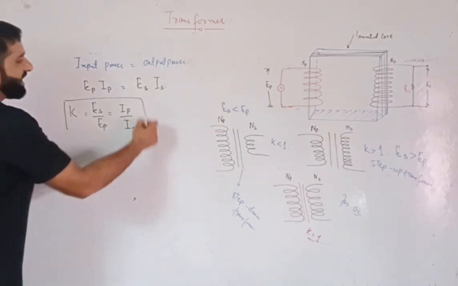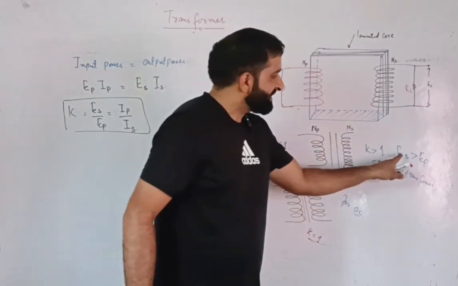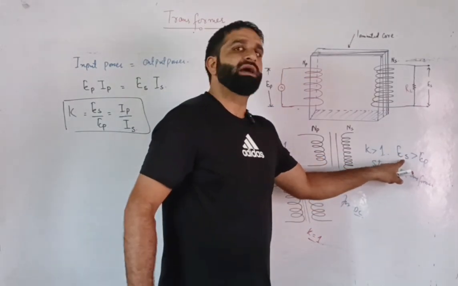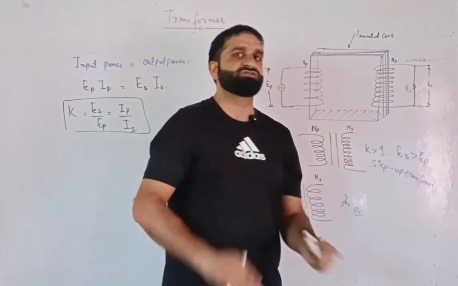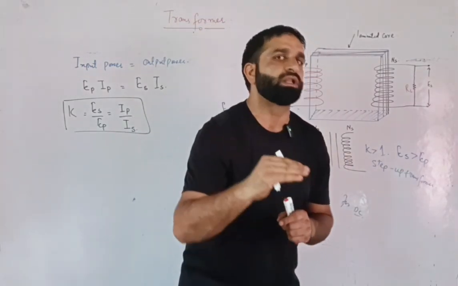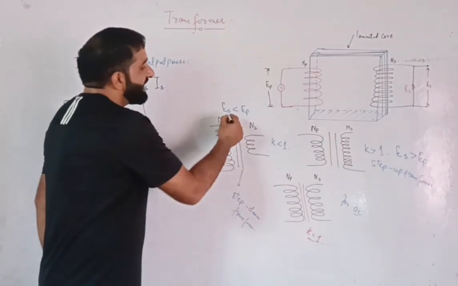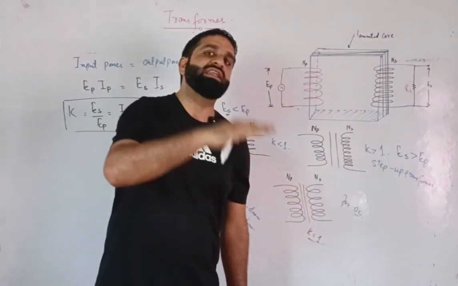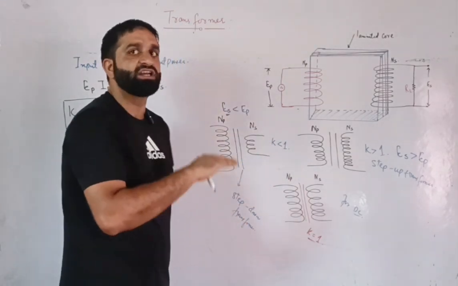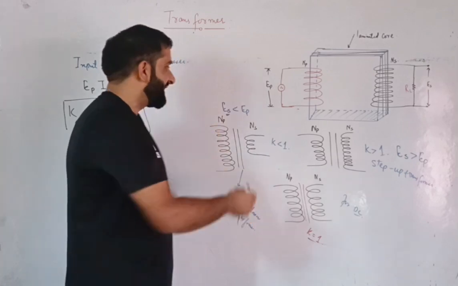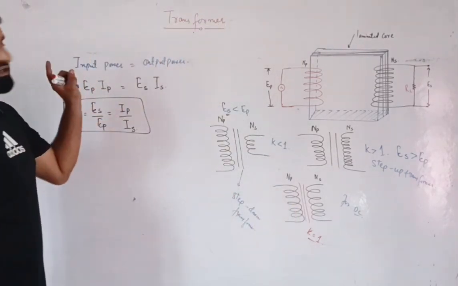This means that when we are having a step-up transformer, it increases the voltage or the EMF at the cost of lowering down the current. That means a step-up transformer steps up the voltage but steps down the current. And a step-down transformer steps down the EMF at the cost of increasing the current. That means the secondary voltage is less than the primary voltage, but the secondary current is more than the primary current in case of a step-down transformer. That is got from input power being equal to output power.